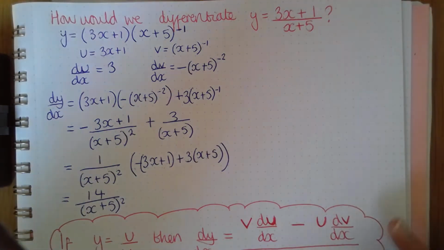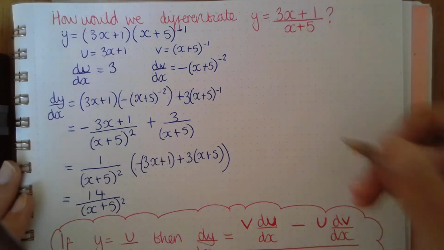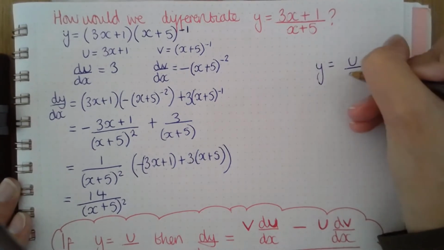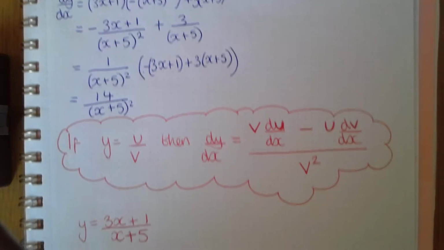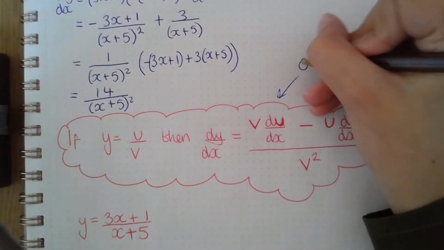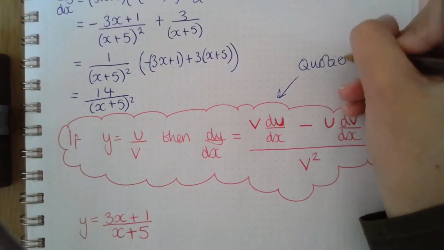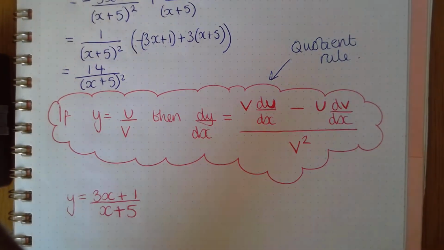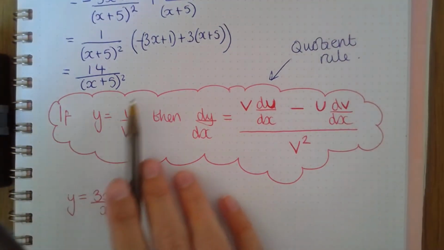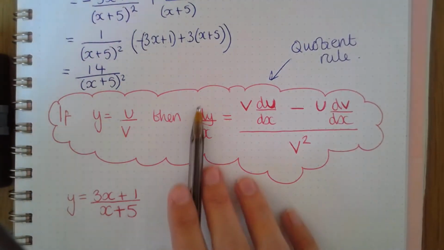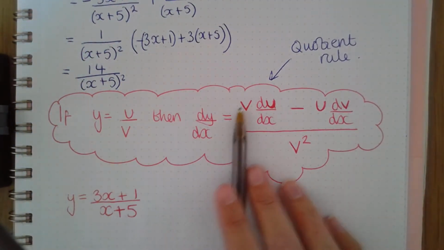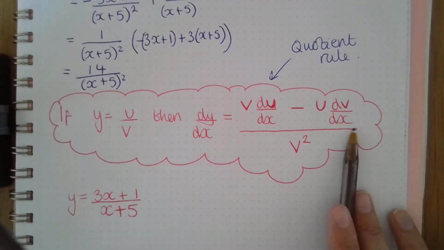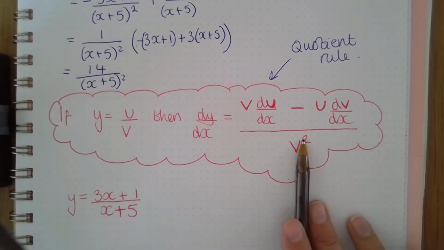So we could use something called the quotient rule, and the quotient rule is where we've got y equals u over v this time. So this is the actual quotient rule. I recommend you write it down. If y is equal to u over v, then the derivative is equal to v du/dx, take u dv/dx, all over v squared.